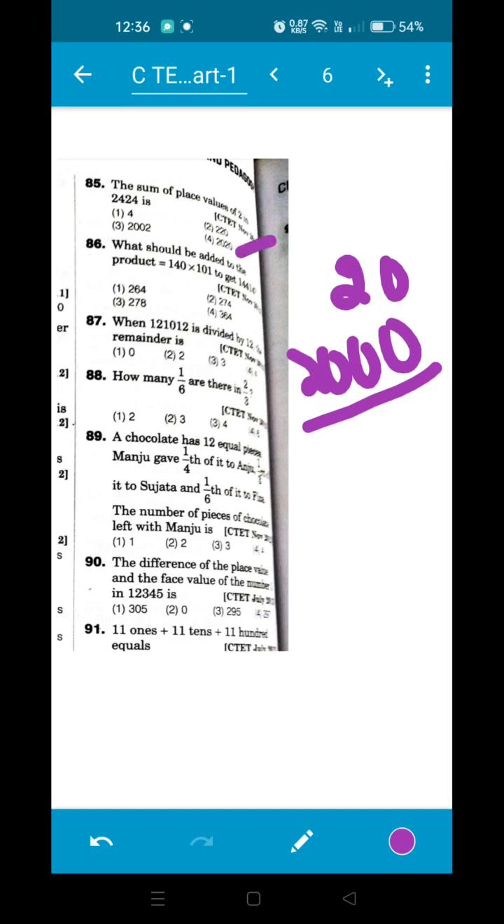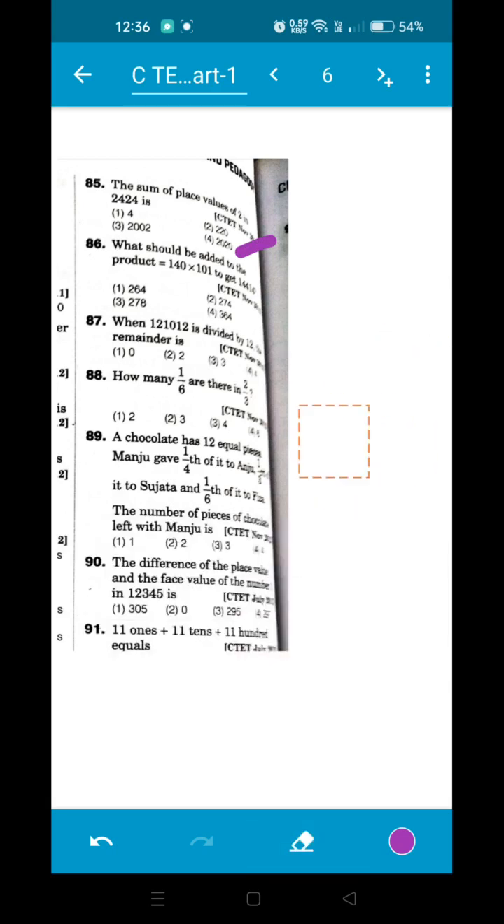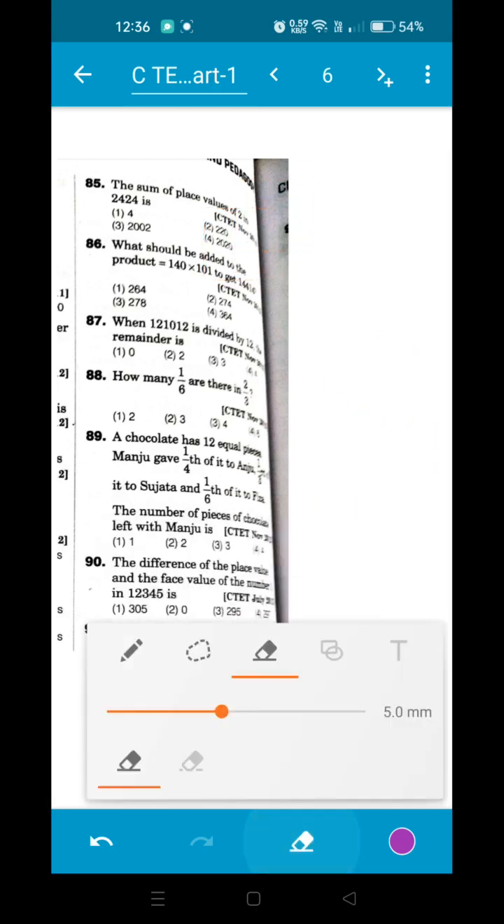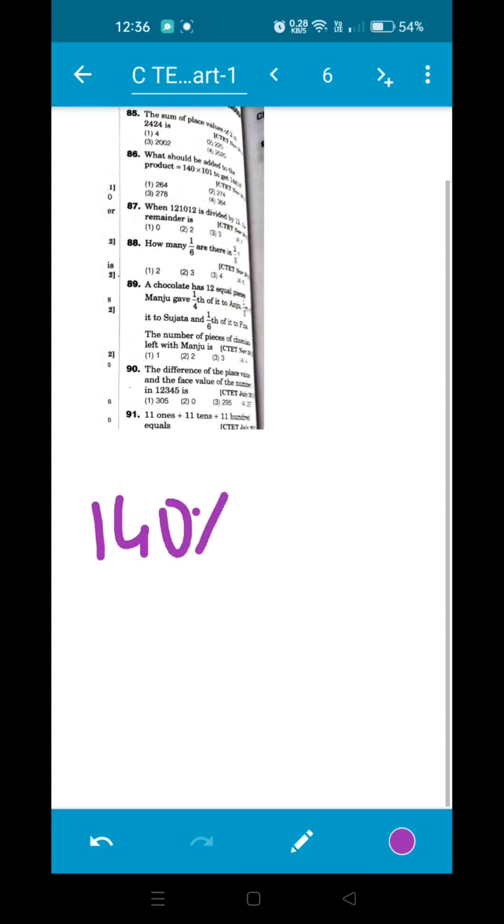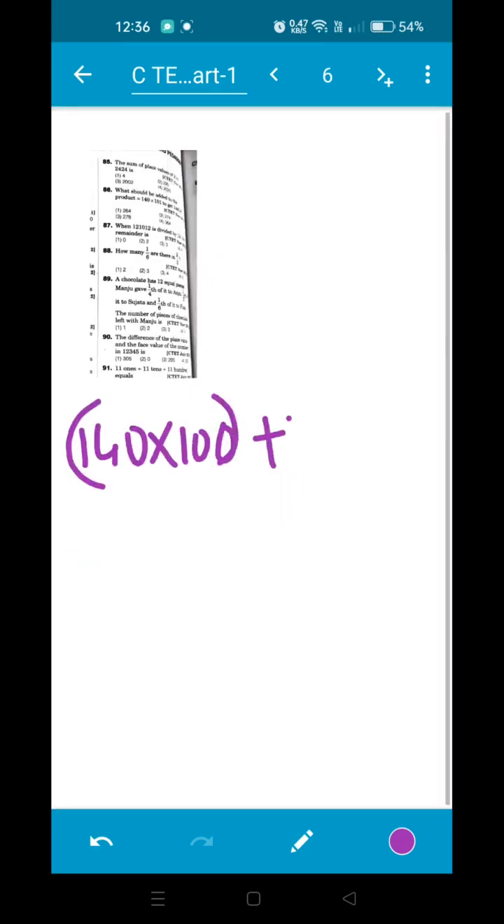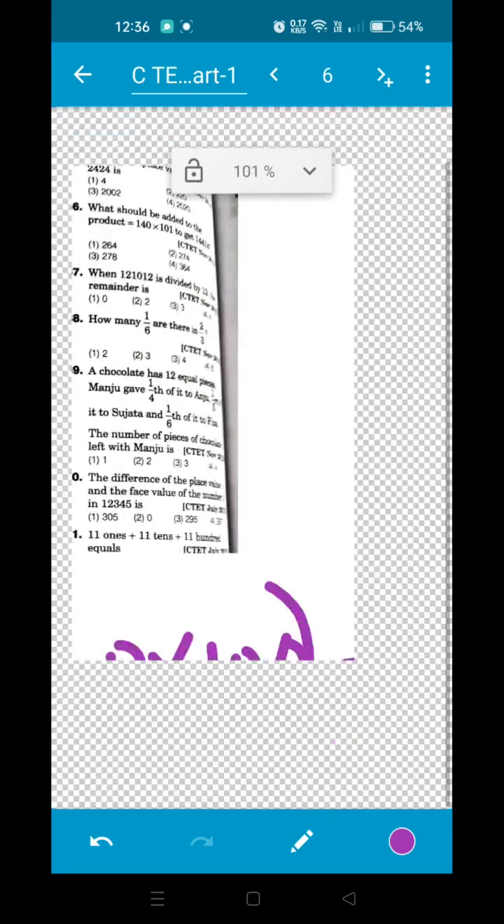Next, what should be added to the product to get? So what should be added? We don't know the product. First of all, what is that? 140 into 101. To the product, what should be added? We don't know what we have to add. So let it be x. To get, what we have to get? 14414, right?